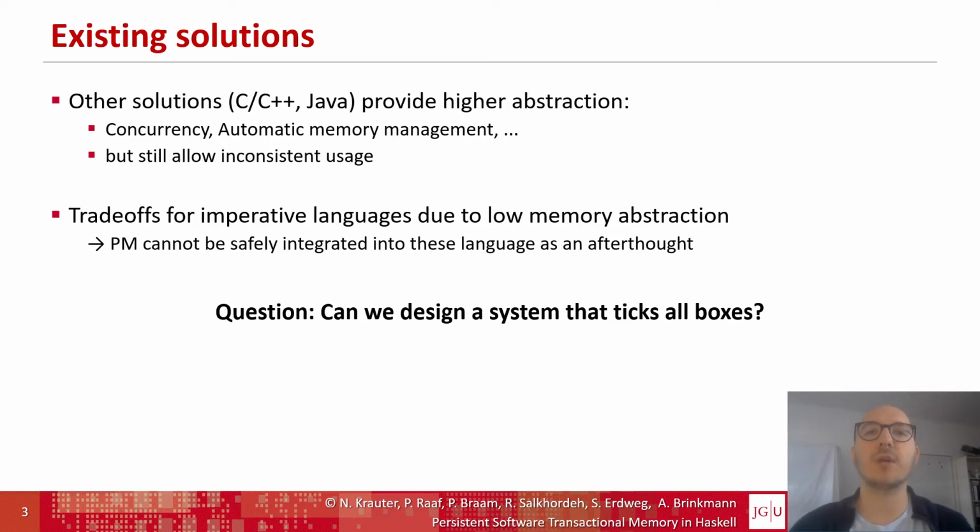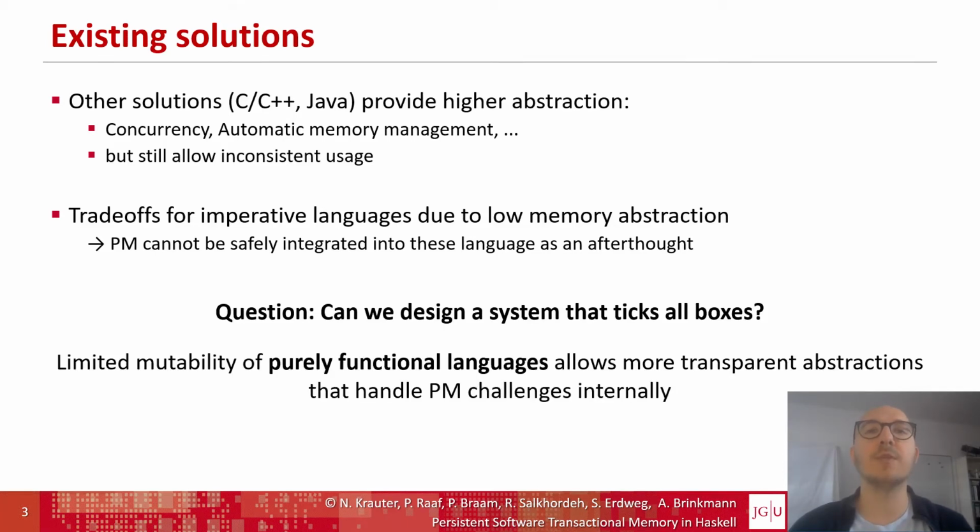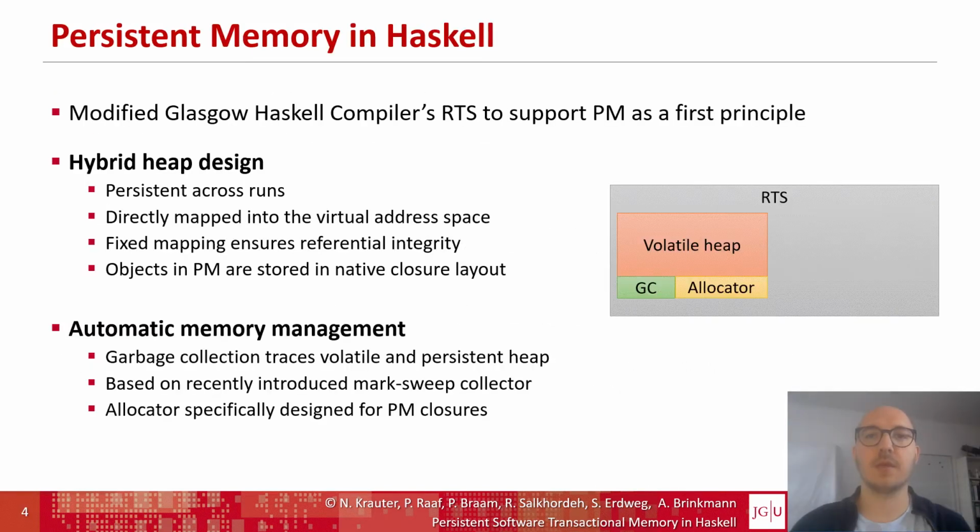So we asked the question, can we design a system that ticks all boxes, that handles all the challenges discussed previously in the background without the application developer needing to worry about it? And we found that with their limited mutability, purely functional languages are exactly the right paradigm, as they offer the right constraints to build very transparent abstractions when working with PM. We can design specific solutions for the limited set of mutating operations that are available in the language.